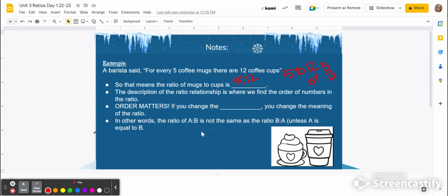over 12. Order matters. If you change the order, you change the meaning of the ratio. So if you change it to 12 over 5, it no longer means the same thing. In other words, the ratio of A to B is not the same as the ratio of B to A unless A is equal to B.